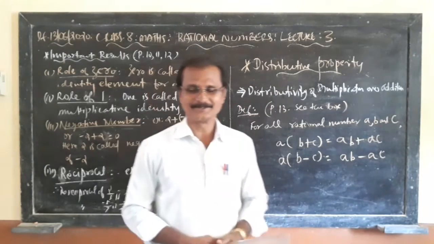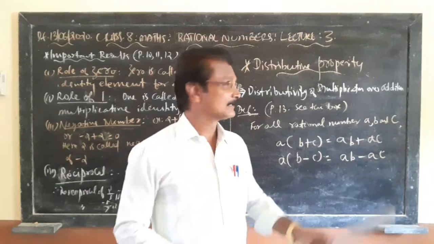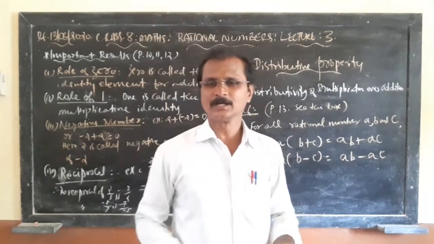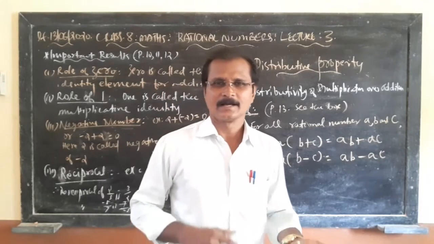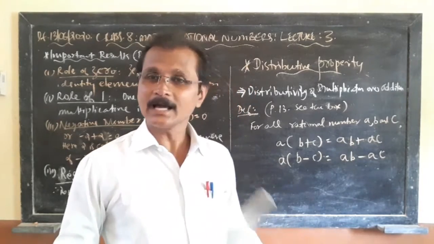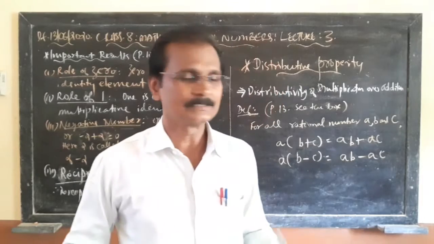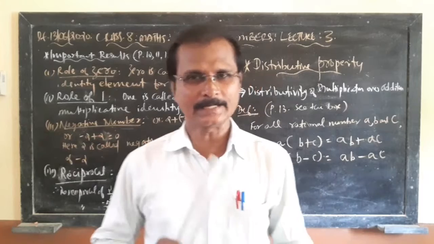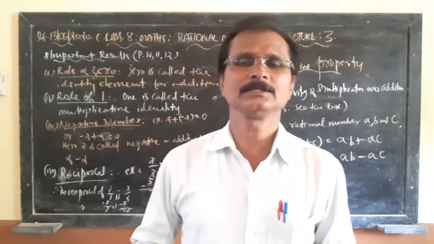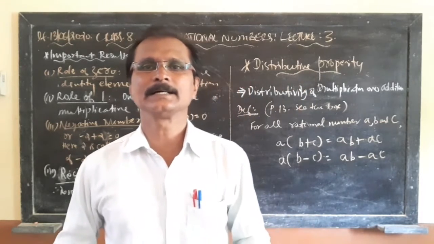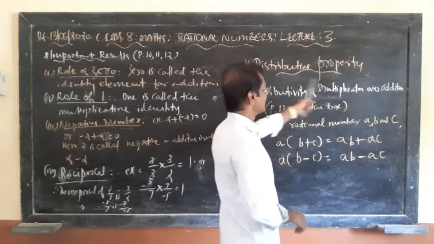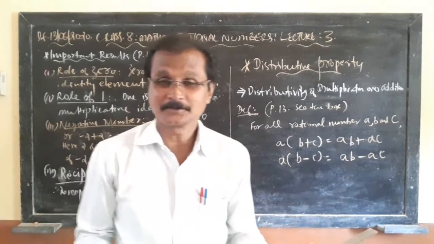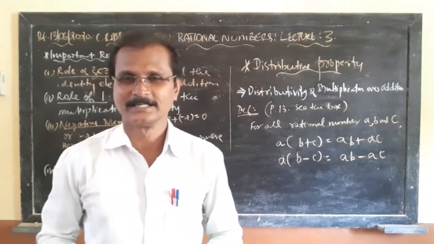Now the most important one, the last property, the distributive property. Earlier we discussed closure property, commutative property and associative property. We have completed 3 properties, and this is the 4th one. What is that? Distributive property. Distribution. Now you are going to distribute. You know the meaning of distribution.